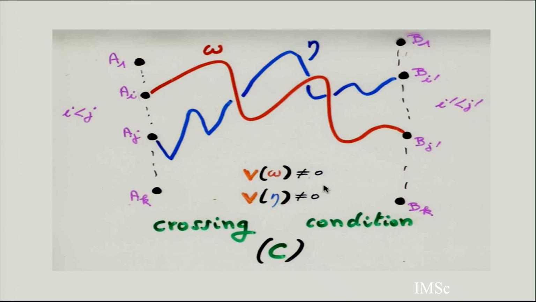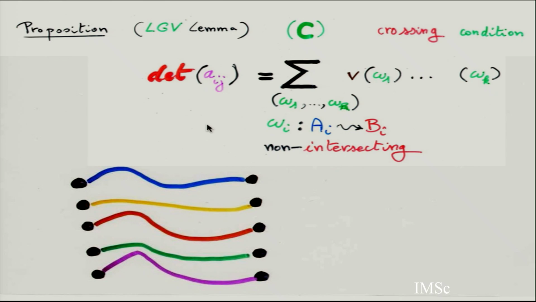And then the crossing condition means that these two paths must intersect somewhere. As soon as we have two paths like this, two indices i j, two indices i prime j prime, and two paths omega and eta, they must have a common vertex. This is the crossing condition. Then the LGV lemma in that case tells you that the determinant is equal to this. It's a sum over all paths omega 1, omega k. The paths omega i go from ai to bi, which means that the permutation is the identity permutation, and the paths are two by two disjoint.